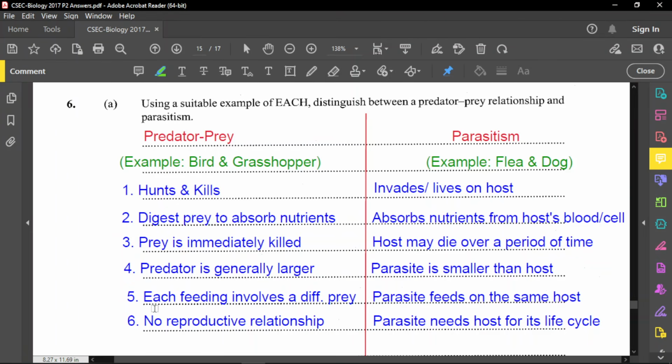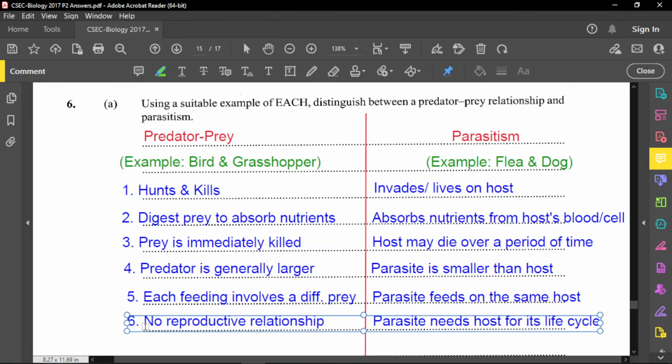And so our next point here is that each feeding involves a different prey. All right. So every time that the predator needs something to eat, it will be a different prey, because they have to kill, eat that one, and continue to go for a different one. However, now the parasites will feed on the same organism over and over again. All right. And pretty much, as I said, they live in. If you look at number one, they live in or invade or live on. They don't really move.